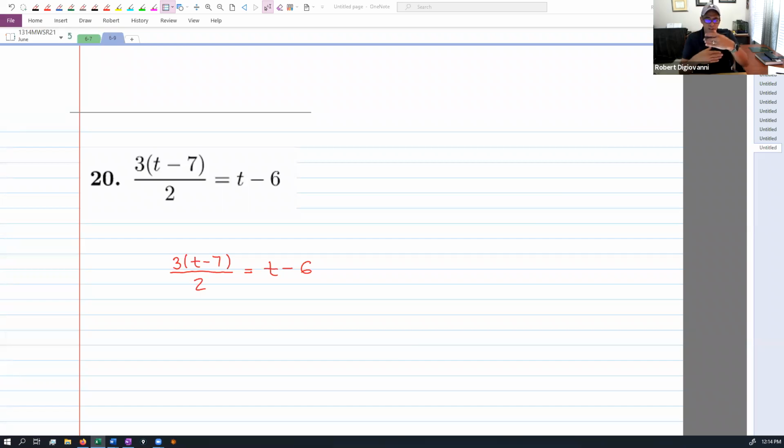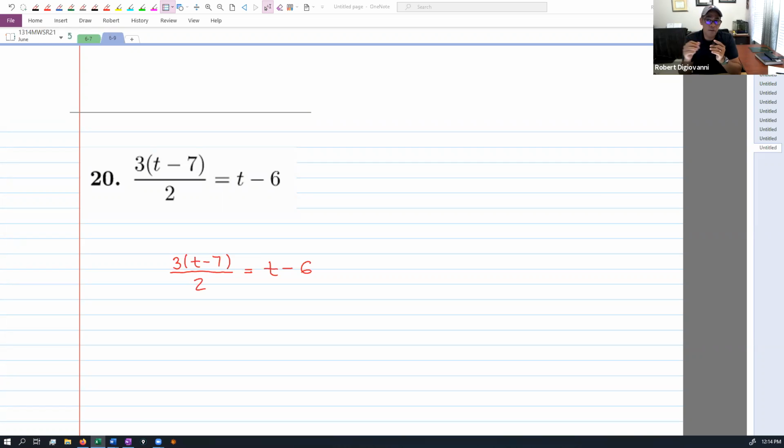You see fractions now? Do you see a fraction anywhere in the problem? No. Well, left side, I guess. Left side, right? The left side is a fraction. You've got 3 and then parentheses t minus 7, all of that divided by 2.